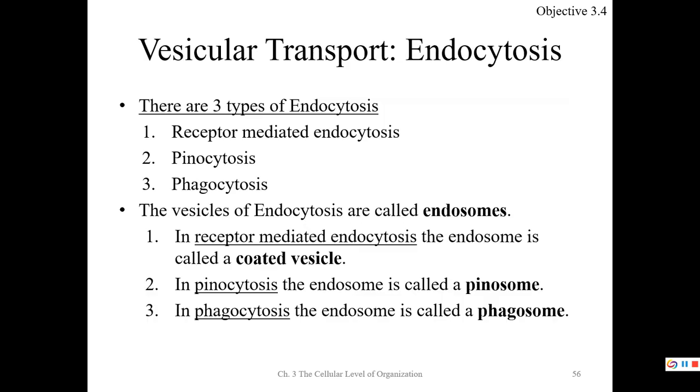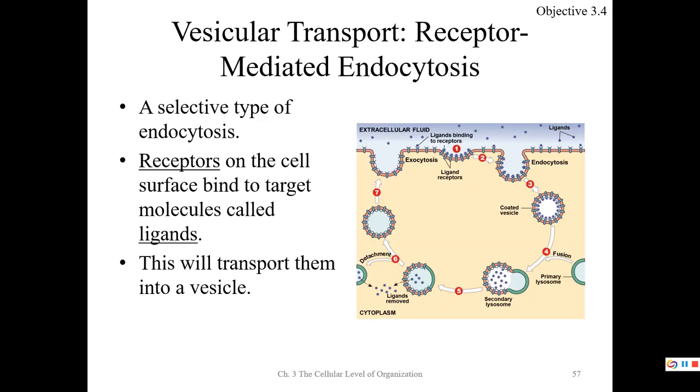Now, for endocytosis, there's three kinds. There's receptor-mediated endocytosis, there's pinocytosis, and there's phagocytosis. Now, the vesicles of endocytosis, we call this an endosome. If it's for receptor-mediated endocytosis, we call it a coated vesicle. If it's pinocytosis, we call it a pinosome. If it's phagocytosis, we call it a phagosome. So let's look at these in more detail.